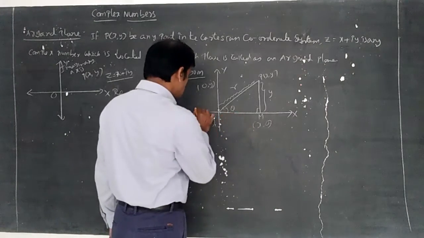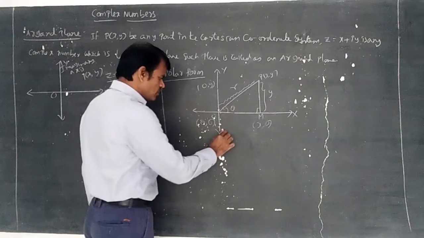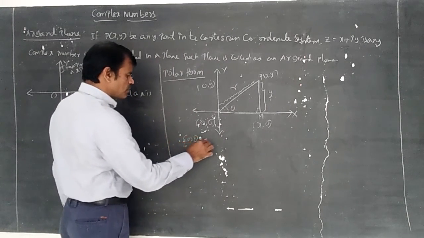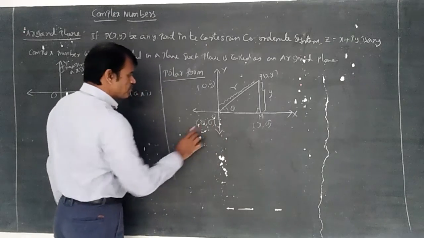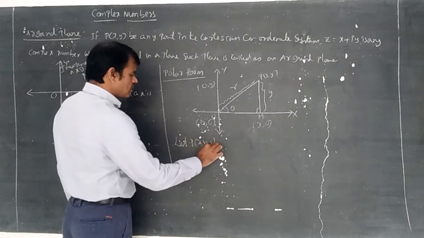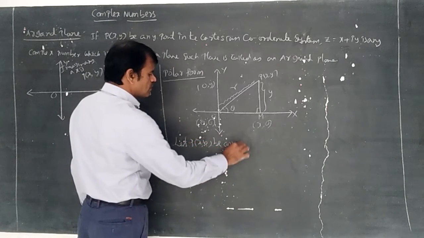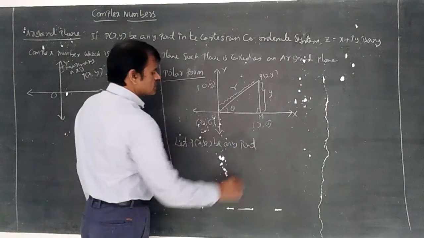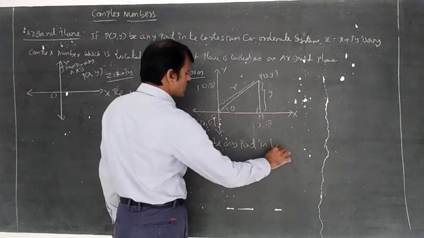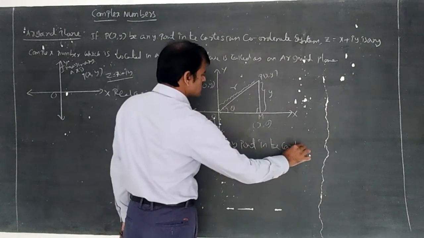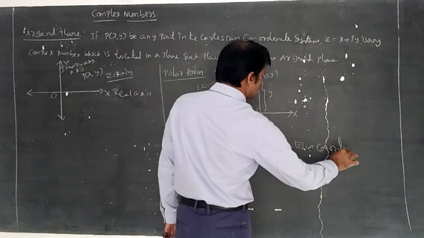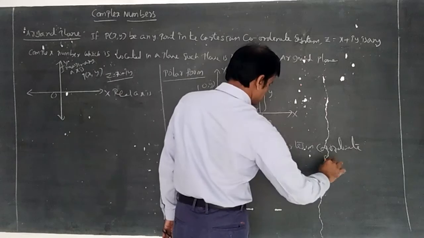In the Cartesian coordinate system, we can say that the angle has cos theta and sin theta, as we mentioned. Here I am writing: let P(x, y) be any point in the Cartesian coordinate system.